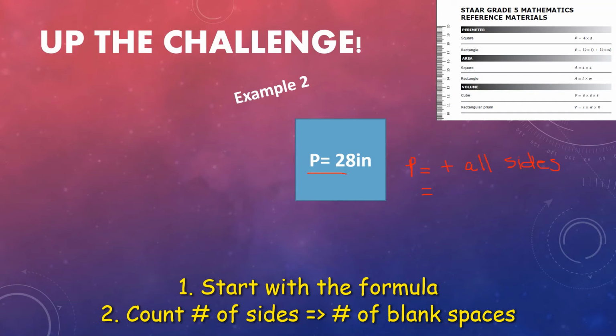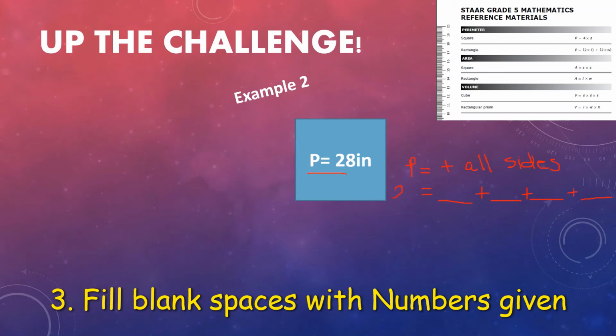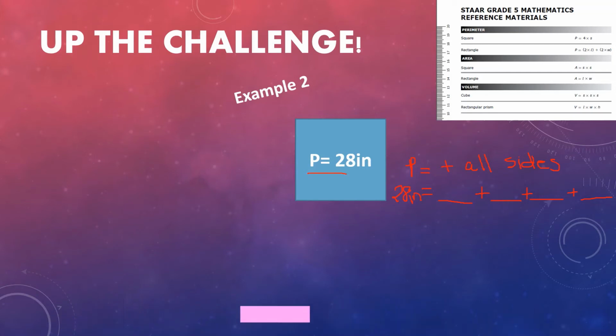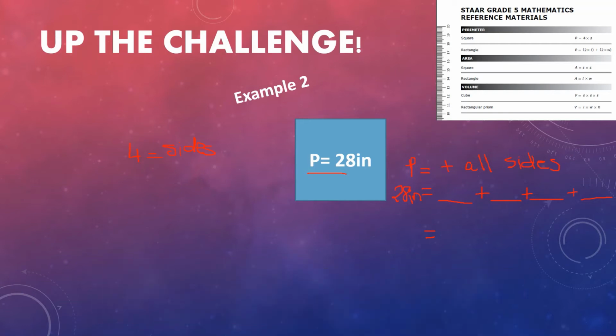Now, I need to figure out how many sides there are in this shape. And as you can see, this is a square, so it's gonna have 4 sides. So I'm gonna leave myself with 4 blanks to start. Since they gave us what the perimeter is, I'm also gonna fill that in here to help me. And this characteristic right here will actually help make this problem a little bit easier.